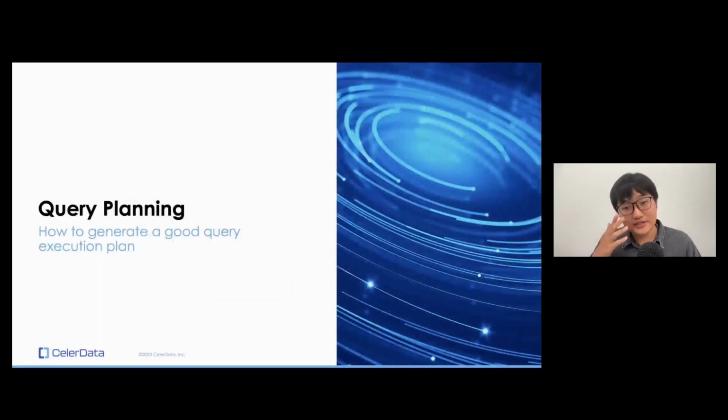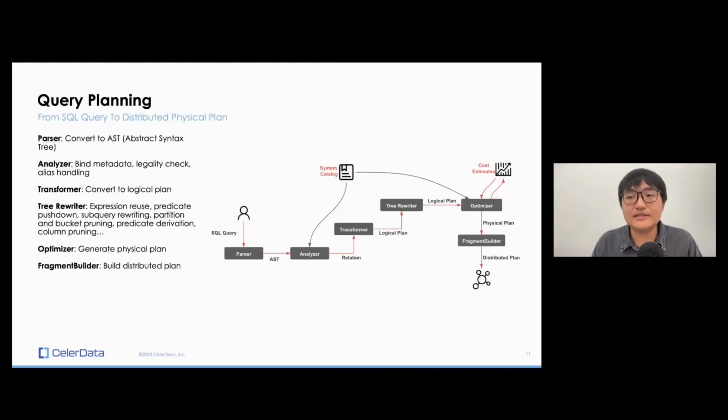And then first, let's look at query planning and what it takes to generate a good query execution plan and how StarRocks does it, right? And let's take a deeper look into query planning. This is kind of like a higher level flow chart of how a query is planned in StarRocks. And this is actually pretty generic too. And a lot of the other databases work like this as well, right?